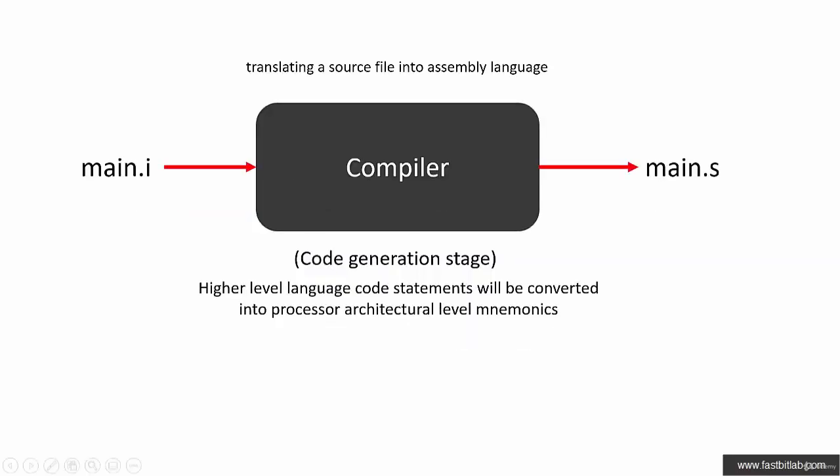After that, what comes is the code generation stage, that is translating a source file into assembly language. That is, if the input is main.i, then the output will be main.s. Here what happens is higher level language code statements will be converted into processor architecture level mnemonics. Higher level language in this case is C, isn't it? C statements will be converted into the assembly level language. That's what we call mnemonics.